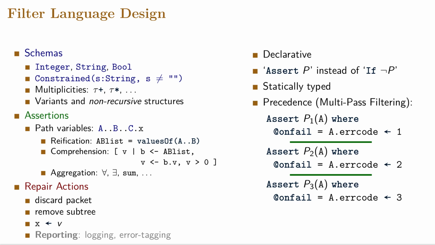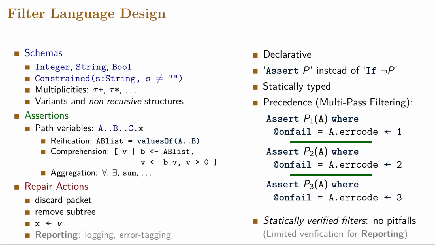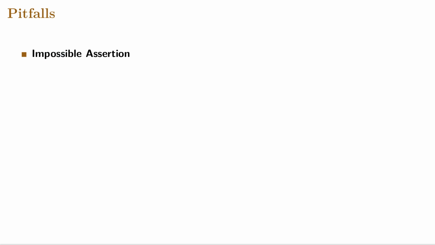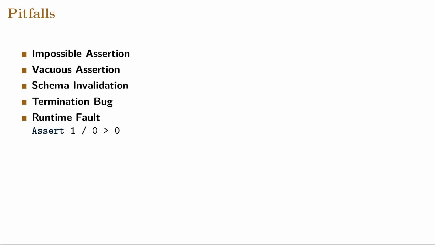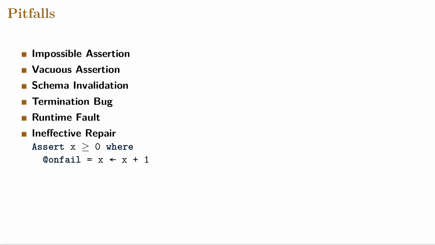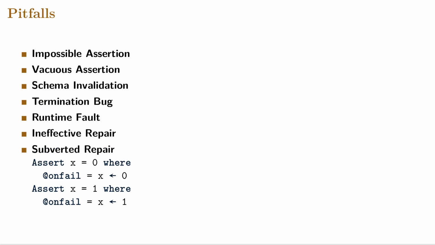And of course, the main part of our language is to statically verify that the filters lack various kinds of pitfalls. So I'm going to do a brief overview over those kinds of pitfalls. We disallow impossible assertions or vacuous assertions. We make sure that we can never invalidate the schema. Our language design is not Turing complete, so we don't enable any termination bugs. We check for runtime faults, specifically division by zero, and we prevent ineffective repairs, that is, repairs that do not in a single step make the assertion of the rule true, as well as repairs that interfere with each other, so subverted repairs as we saw earlier.